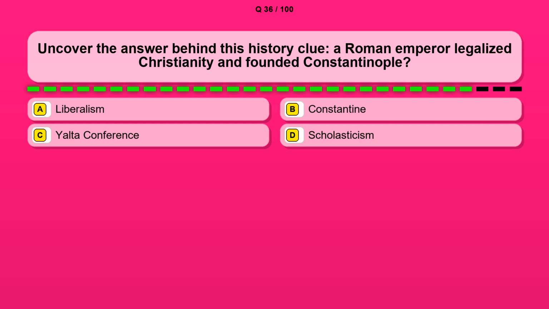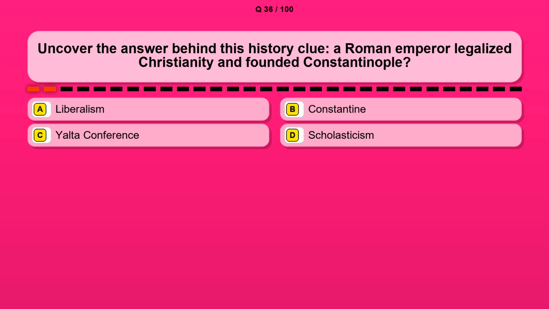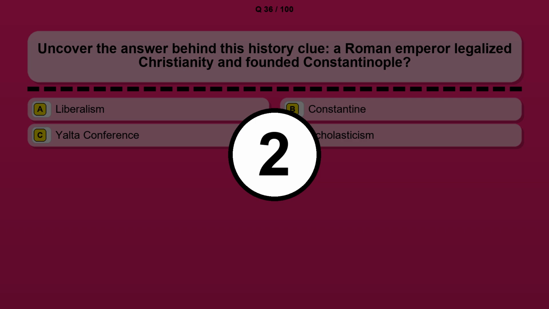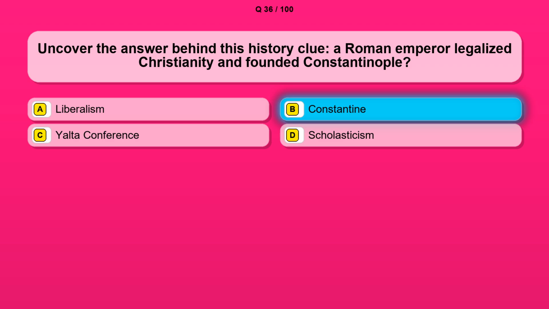Question 36. Uncover the answer behind this history clue. A Roman emperor legalized Christianity and founded Constantinople. Option A, liberalism. Option B, Constantine. Option C, Yalta Conference. Option D, scholasticism. The correct answer is option B, Constantine.